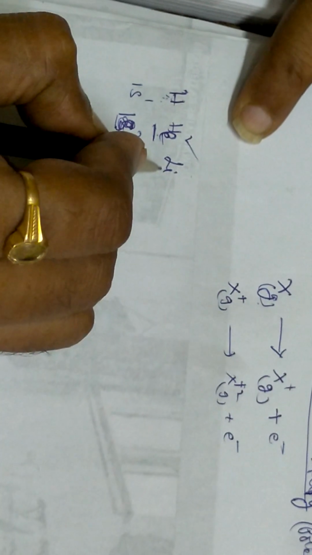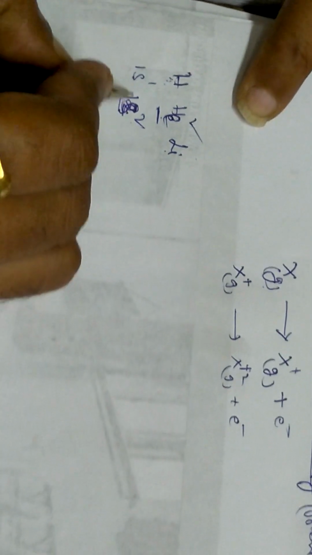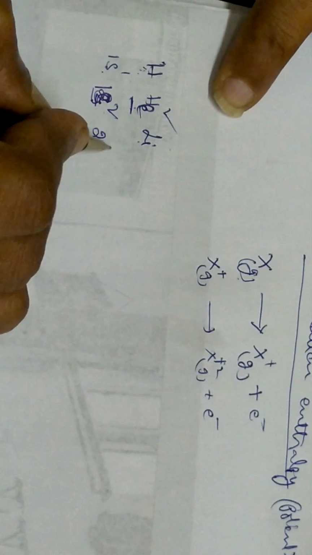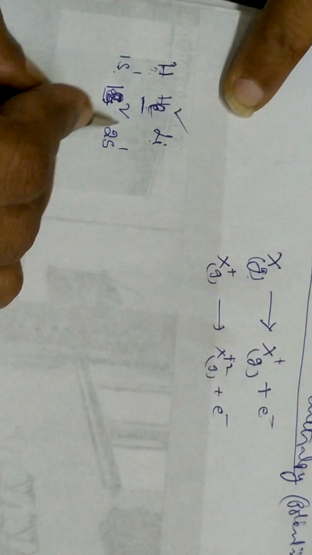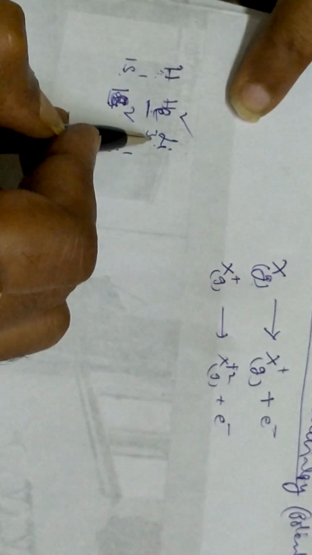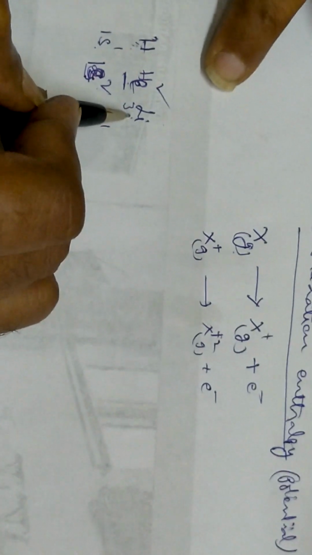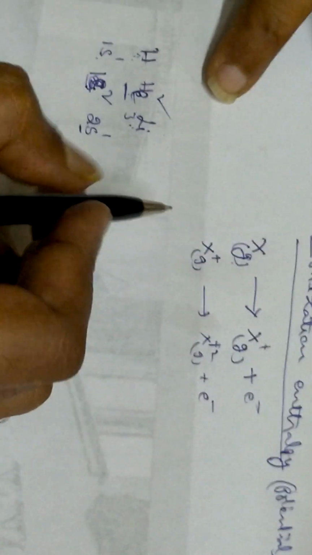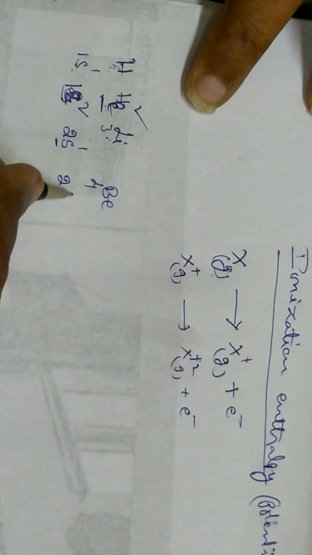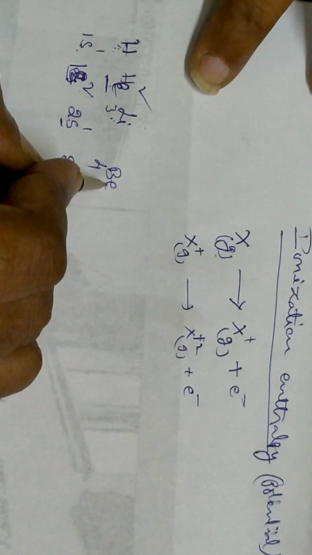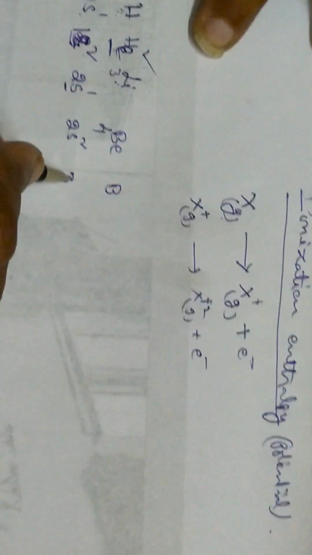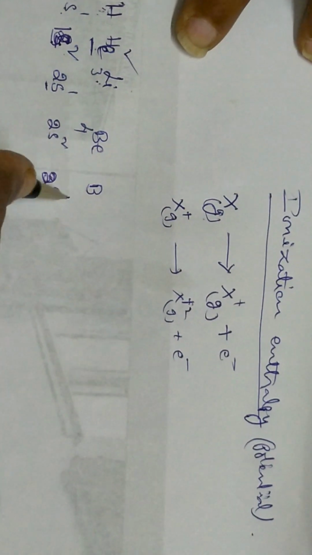Here it will be very deep, because after 1s2 comes 2s1 for lithium, with 3 electrons. Lithium is 3, so the electron is easy to remove. The ionization potential of lithium is low. Then we go to beryllium. Beryllium is 4, that means 2s2. It is slightly more than lithium. Then we go to boron. Boron is again 5, it starts with 2p, 2p1.